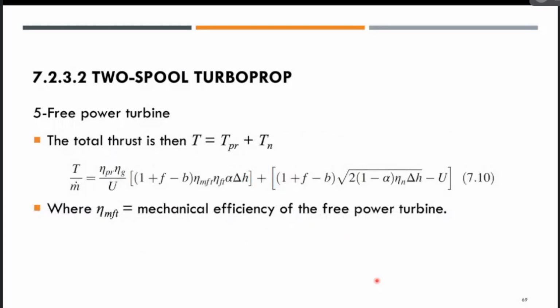The total thrust now can be found where we have T equal to T_PR plus T_n. And using the expression of equation 7.10, you can now find the specific thrust, T over m dot, where zeta_mft is basically the mechanical free turbine efficiency.